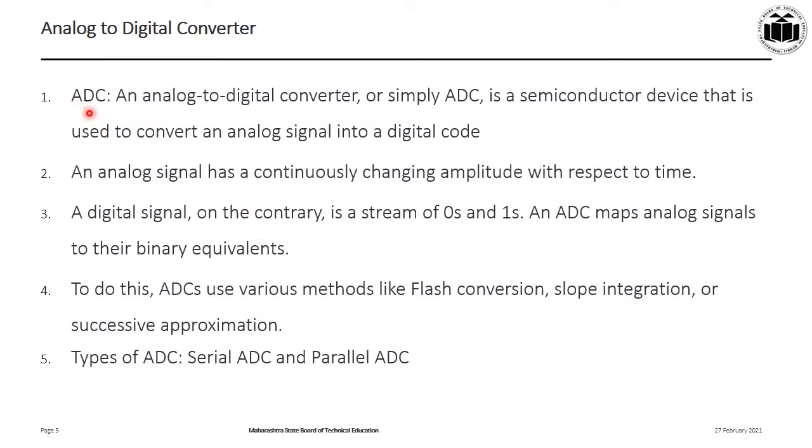Some basics of analog to digital converter. They are semiconductor devices that are used for converting analog signal to digital code. An analog signal has continuously changing amplitude with respect to time. On the contrary, a digital signal is a stream of zeros and ones. ADC maps analog signal to binary equivalents. To do this, we have various methods. There is flash conversion, slope integration, or successive approximation. There are different types of ADCs available, serial ADC and parallel ADC.